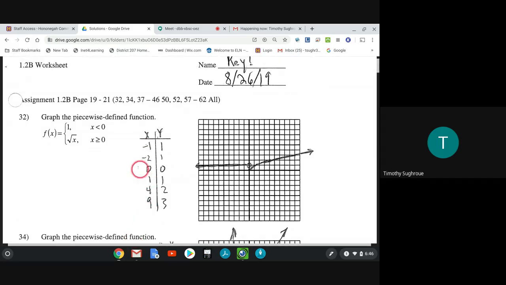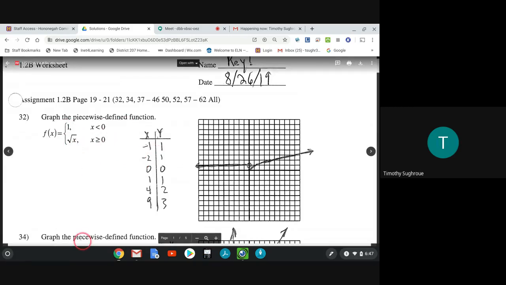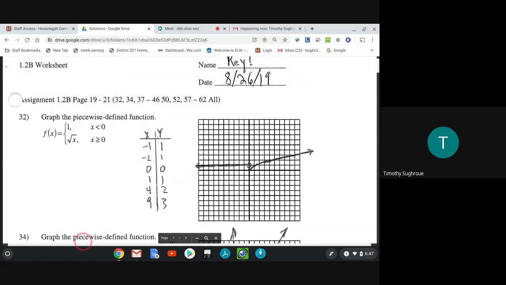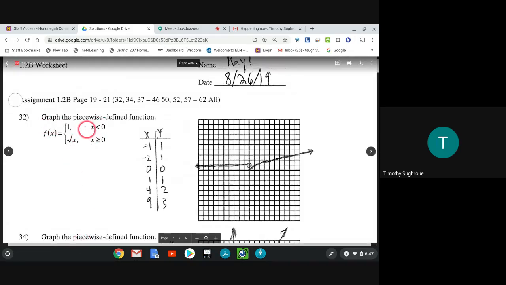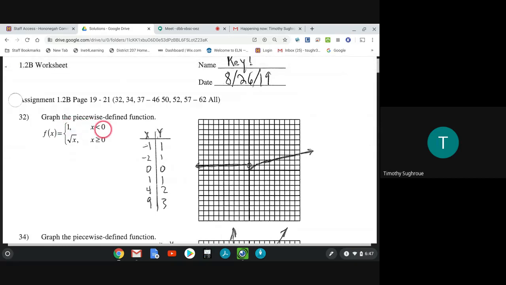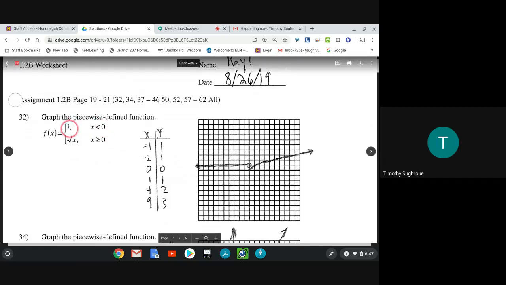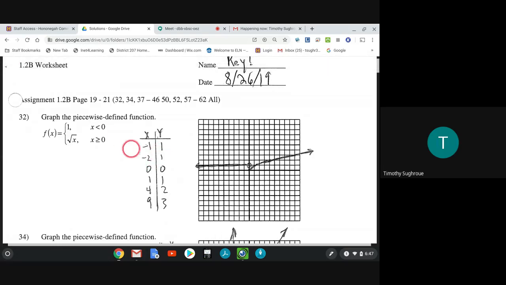Okay, so notice I need to look at two different parts of this graph. Each line is a different piece. That's where piecewise function comes from. Each piece is going to be determined by a functional portion and by a domain. So in other words, when x is less than 0, the output from the function is always 1. So whether I plug in -1, I get out 1, -2, I get out 1, -3, I get out 1.